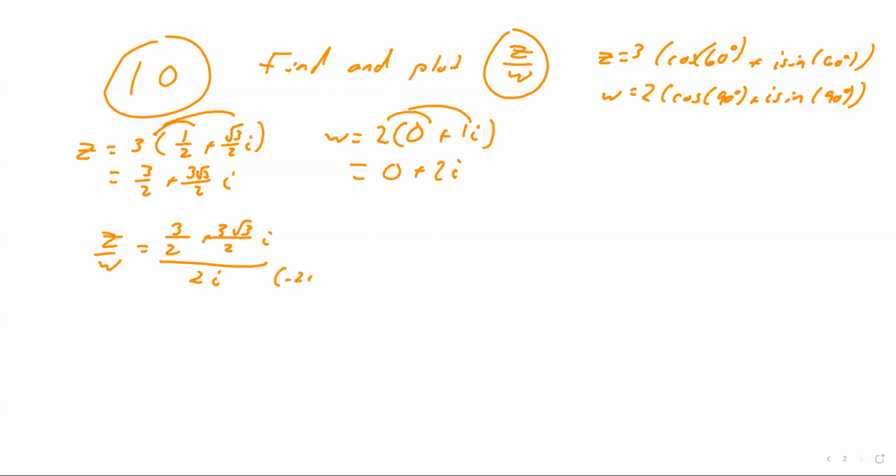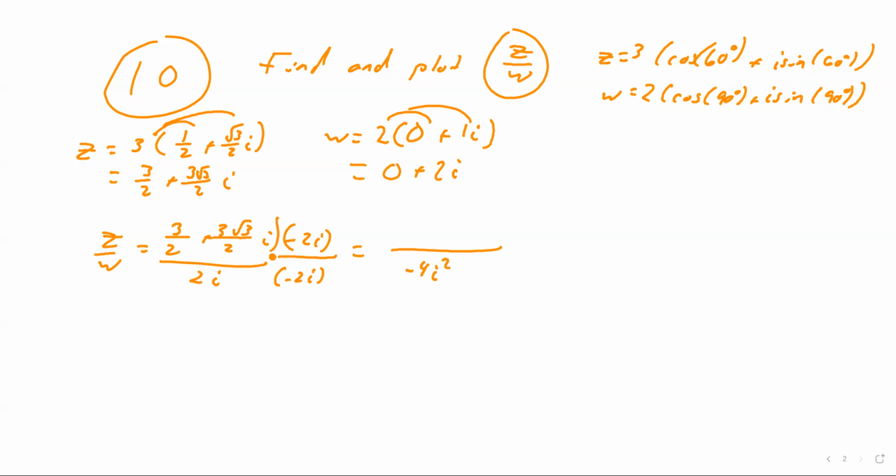All right, so I'm going to multiply by negative 2i on top and bottom. 2i times negative 2i gives me, multiplying, 2 times negative 2 and i times i, so I get negative 4i squared. You multiply the numbers, multiply the i's.